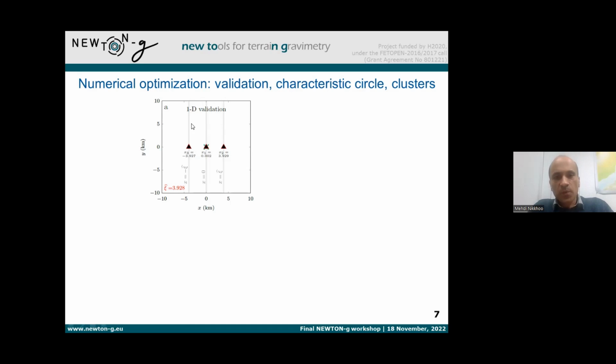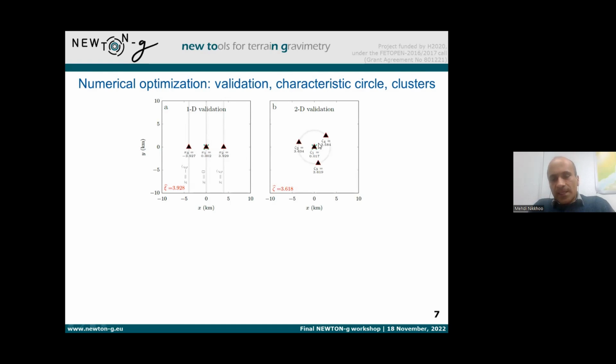In the first case, we considered a 1D network. We assume that all the gravimeters are located on the x-axis. The source is located at a depth of 6 kilometers, and as you can see, it is represented by the green cross. These three lines represent the 1D analytical solution, and as we can see, the numerical optimization gives us a solution which is in very good agreement with the analytical solution.